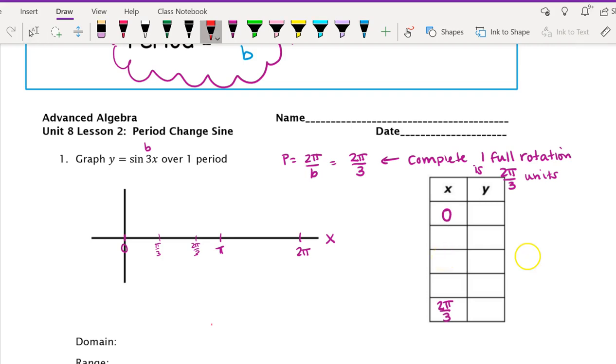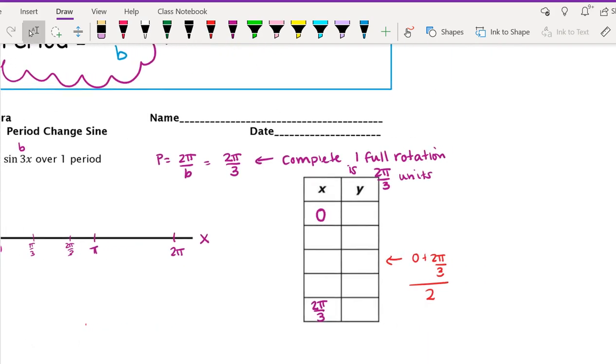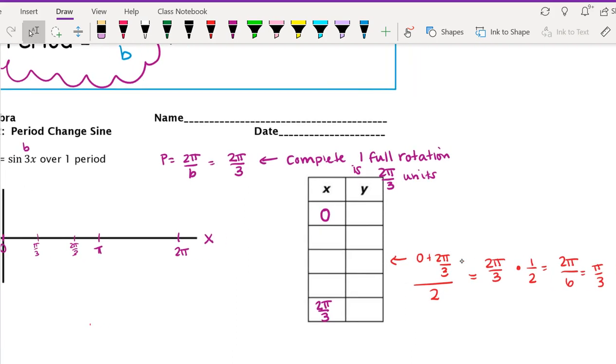So this value is halfway. So 0 plus 2 pi over 3, and I want to take that divided by 2. So we're going to have a little bit of fraction fun here. So I get 2/3 pi, and I'm dividing that by 2, which is the same as multiplying by 1/2. And so what happens is I get 2 pi over 6, which is just pi over 3, which I already had on the graph, but I'm going to put that here. So that's pi over 3.